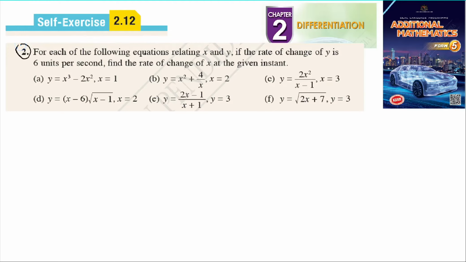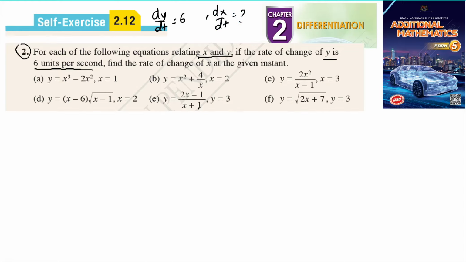2. For each of the following equations relating x and y, if the rate of change of y is 6 units per second, so the rate of change of y in terms of time, dy over dt, is equal to 6. Find the rate of change of x at the given instant, so find dx over dt. So how to use this formula?